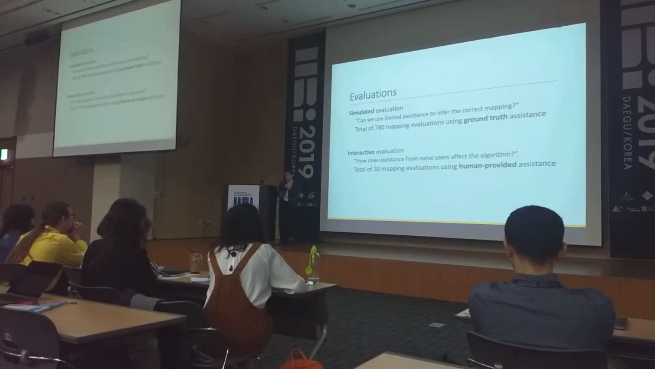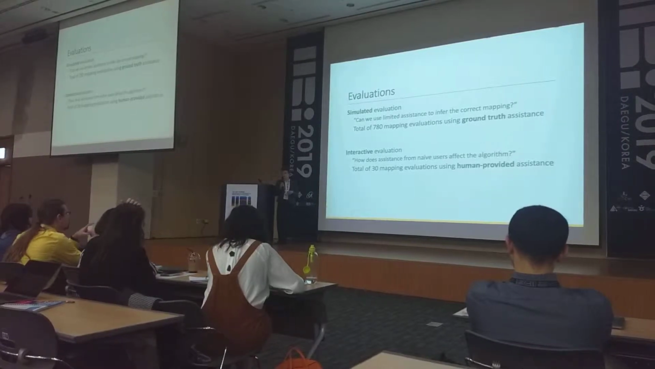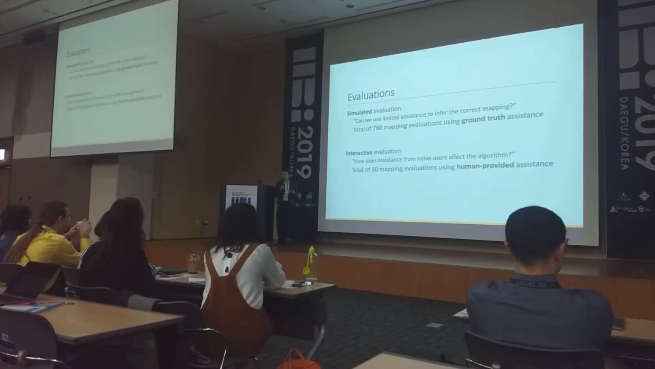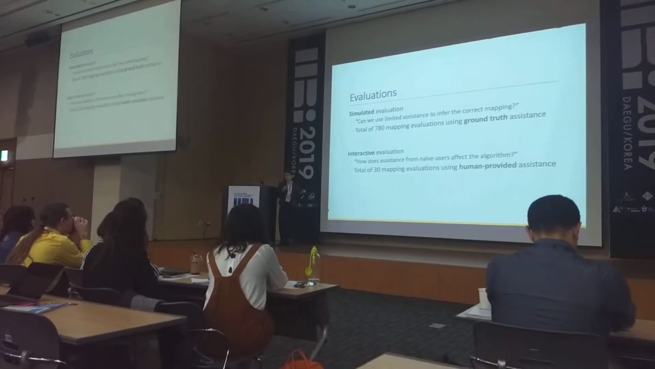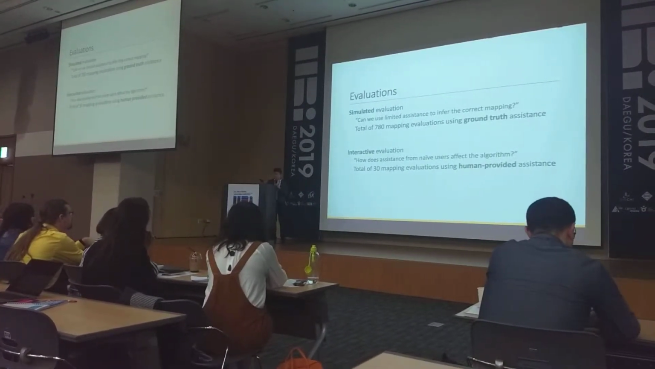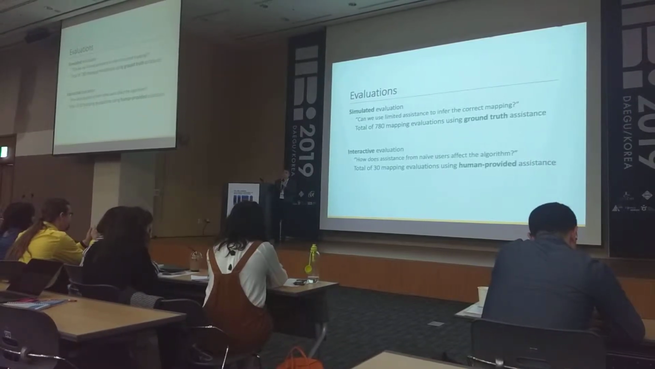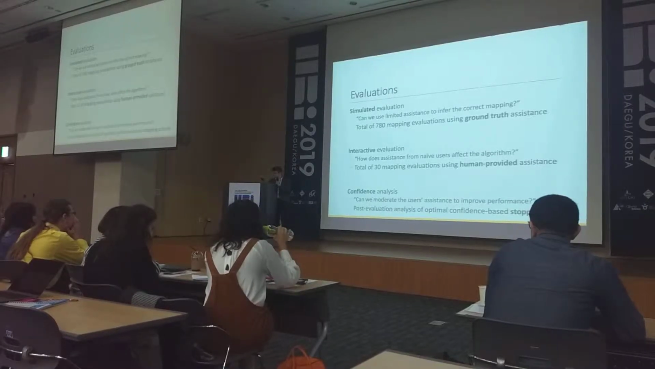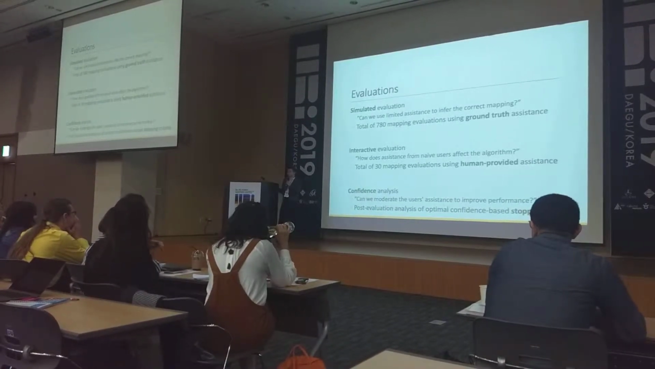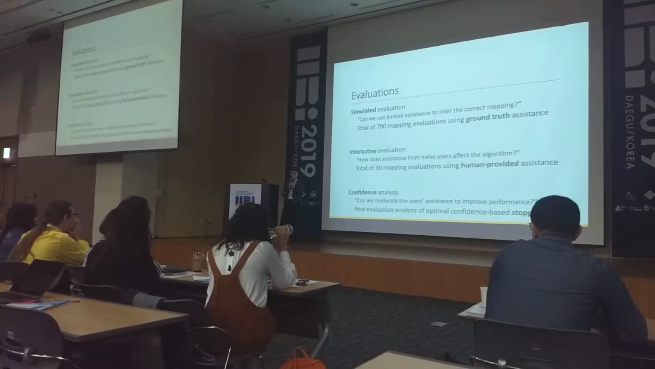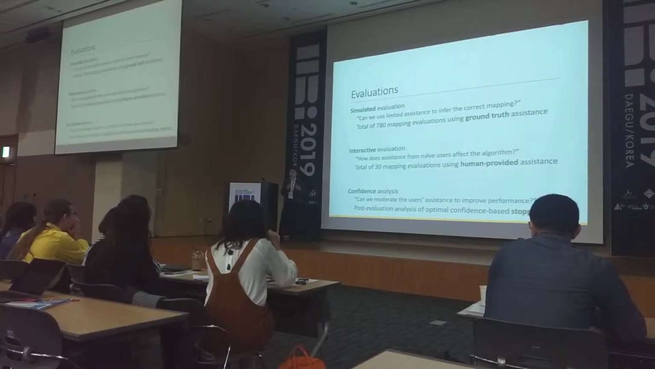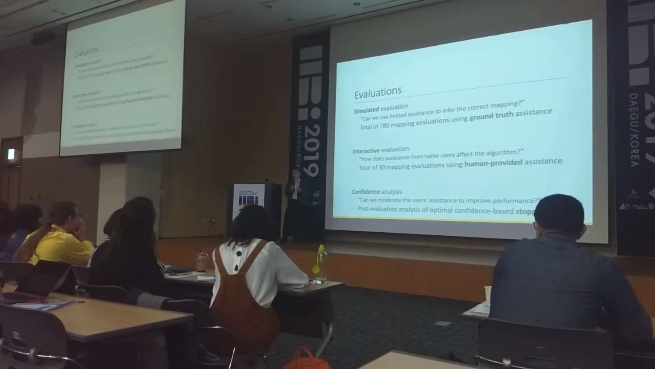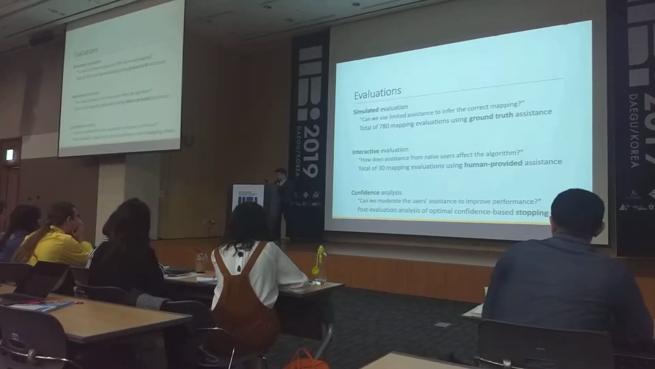We then performed an interactive evaluation where we performed a 10-user study in which we had users actually provide assistance to the robot. And the intention of this is to determine how does interaction with a real human user affect our algorithm performance. And then finally, we performed a post-evaluation analysis of confidence in order to determine how much assistance the robot really needs to perform mapping and whether the robot could moderate its own interaction.